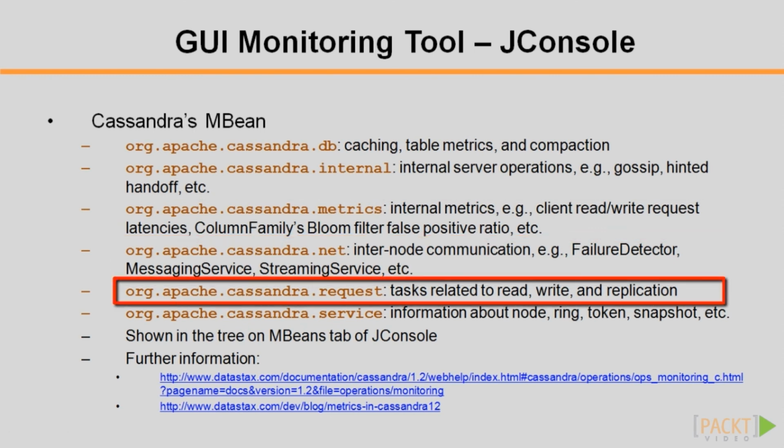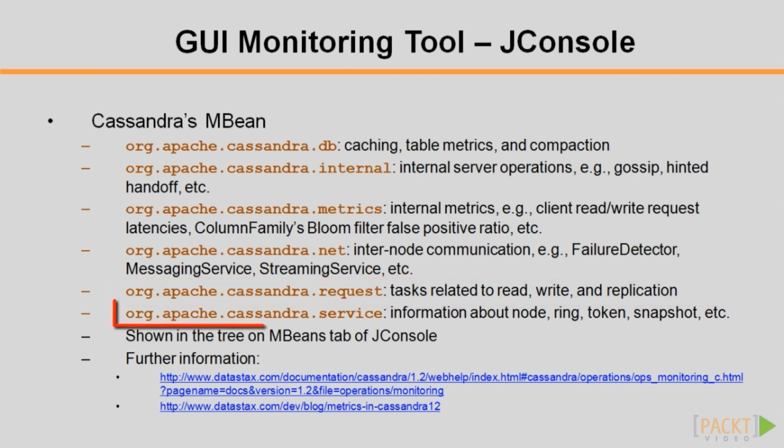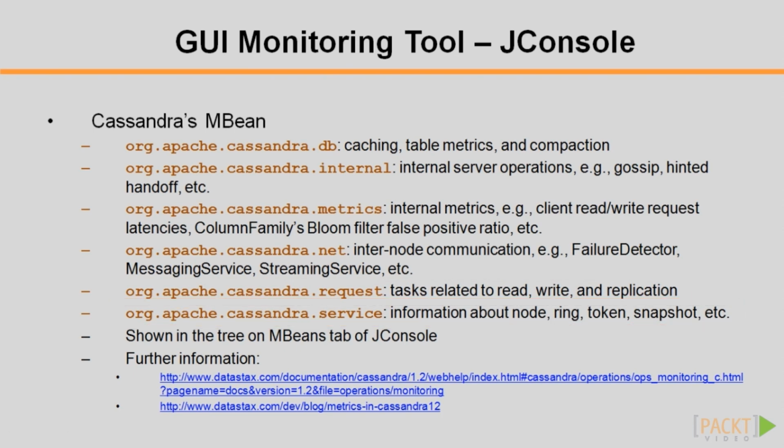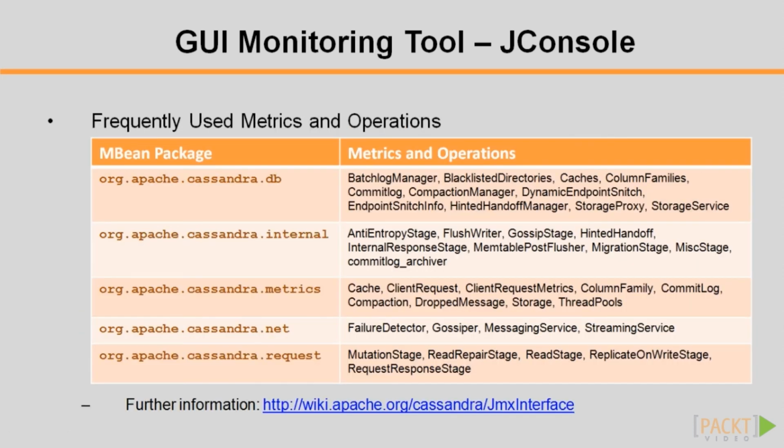Then the request package for tasks related to read, write, and replication operations. Finally, the service package gives information about node, ring, token, snapshot, etc. These mbean packages can be found in the tree on the mbeans tab of JConsole. Here is a summary table of the mbean packages with their metrics and operations for your quick reference. The details can be found in the reference provided.